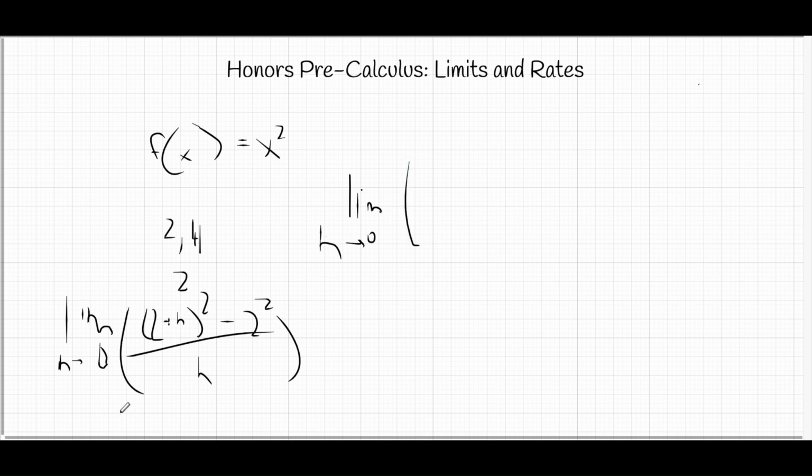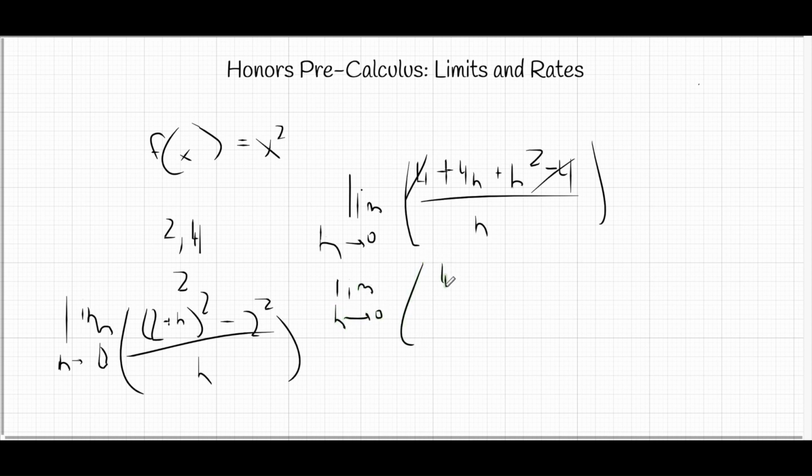Now let's expand it. We have 2 plus h squared, so it's 2 squared, which is 4, plus 2 times 2 times h, which is 4h, plus h squared, and then minus 2 squared, which is 4, divided by h. Now we can cancel off this minus 4 with this 4. 4 minus 4 is just 0, so it cancels off. Again, we write limit as h approaches 0 of, in this case, we just get 4h plus h squared over h. And now you can simplify it.